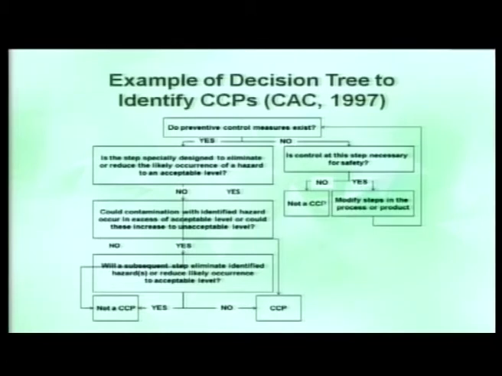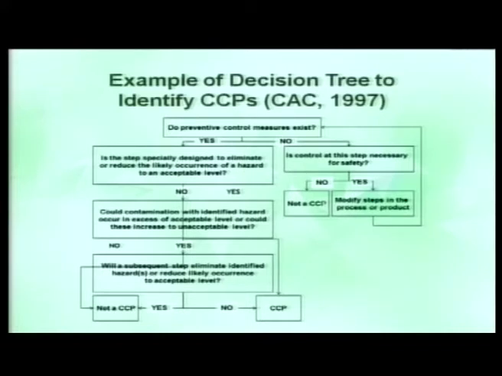So now let's see this decision tree which is being given by the Codex Alimentarius Commission, the CAC 1997. When we start the decision tree, we consider one particular step. We say, do the preventive control measures exist? The answer can be yes, or the answer can be no. In case there is no preventive control measure, that means the control cannot be applied. In that case, it is a simple thing that control at this step is necessary. Yes, then you modify the step in the process so that you can have an appropriate preventive control measure.